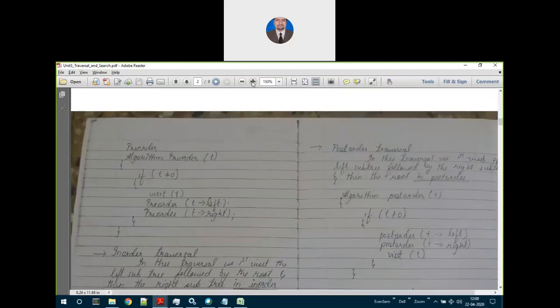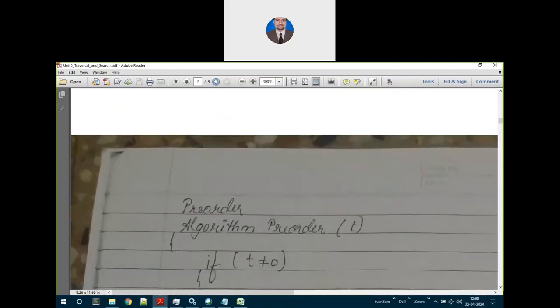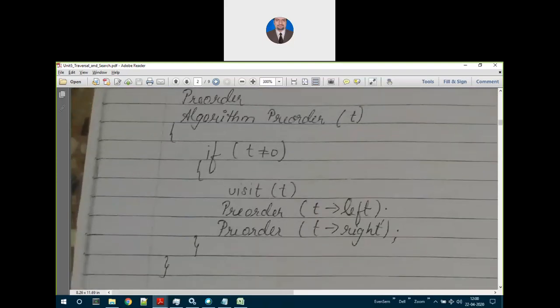Let me increase the size here. The algorithm of pre-order: T here indicates a binary tree. T of left means the left child of T, and T of right means the right child of T. Let me annotate: T indicates a binary tree, T of left means the left child of the tree, and T of right means the right child of the tree. Now, the algorithm is very simple.